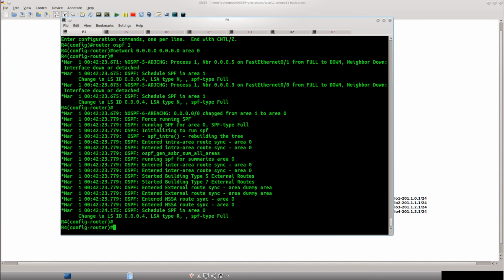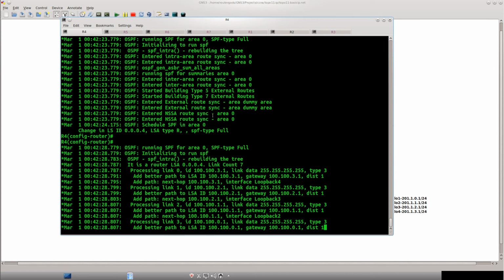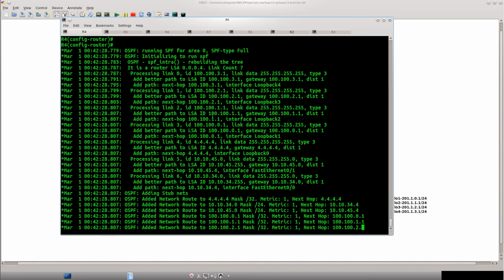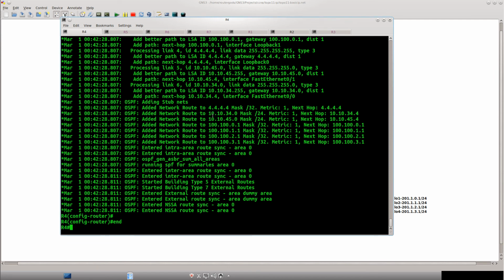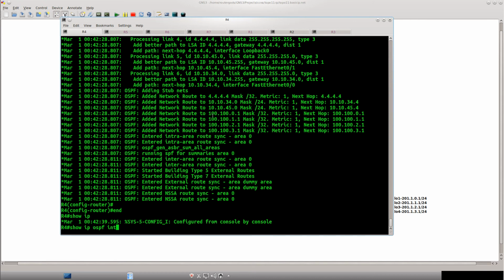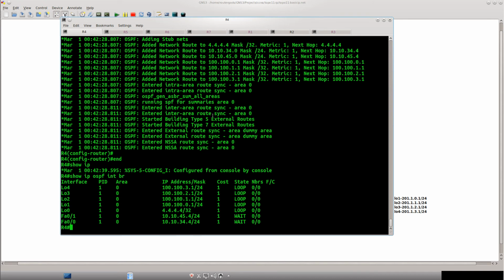And we still have the debug running on R4, and you can see everything just went nutso, right? And so we're on R4, show IP OSPF interface brief, and you'll see that everything now on that router is area 0. So that's good. R4 was easy because we want everything to be area 0.